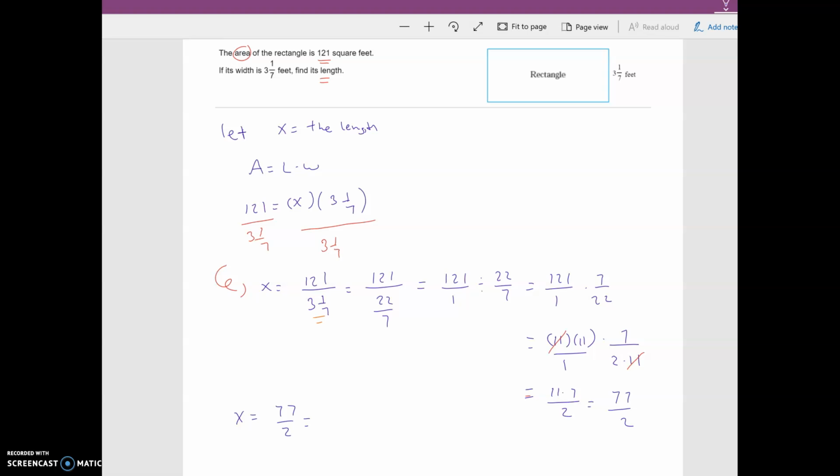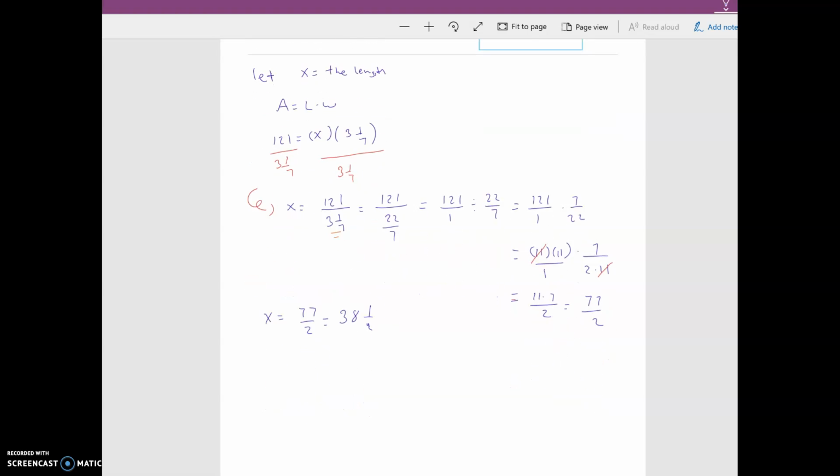so let me see. You can actually rewrite it as 38 and a half. And let me double check it. So 38 times 2 is equal to 76, and then you're left with 1/2.